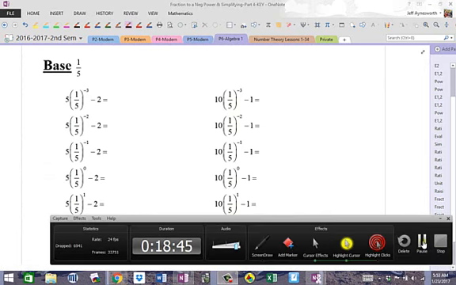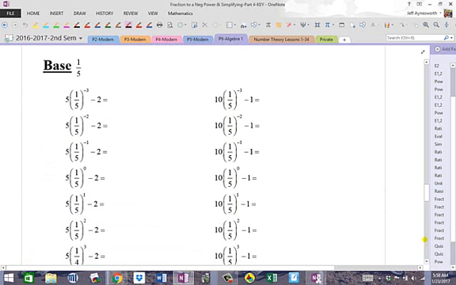Okay, base 1/5. Okay, that's what I meant to say, base 1/5. Remember, we always reciprocate first. So here we go. Let's write that down again. Reciprocate the fraction first. Really, really important, okay? It makes it easier. All right, then take it to the power.